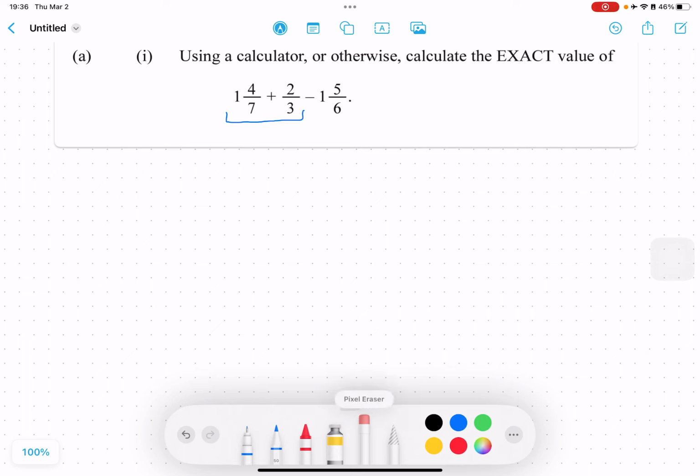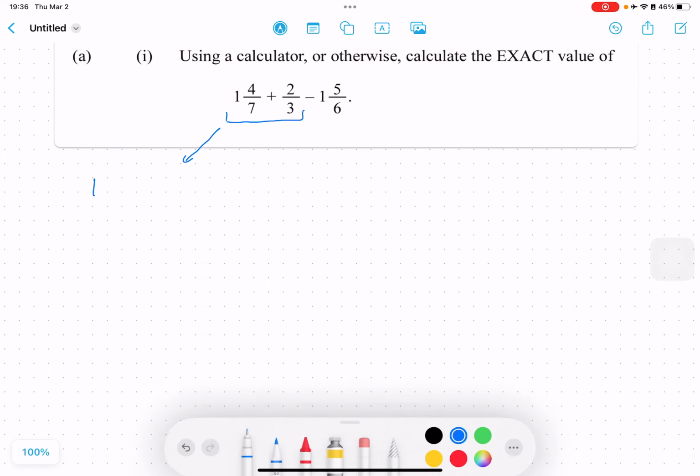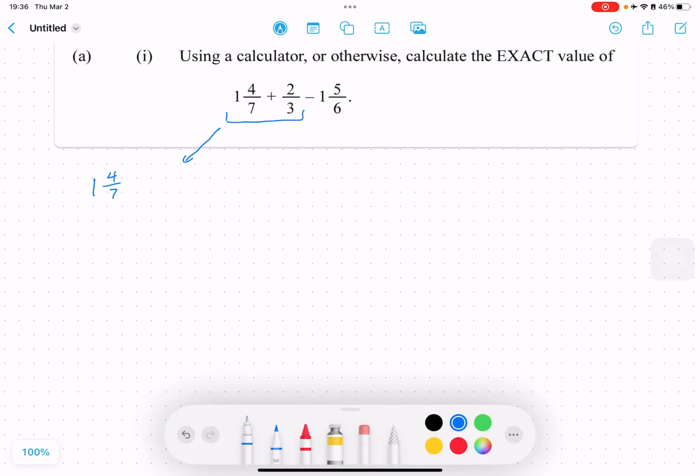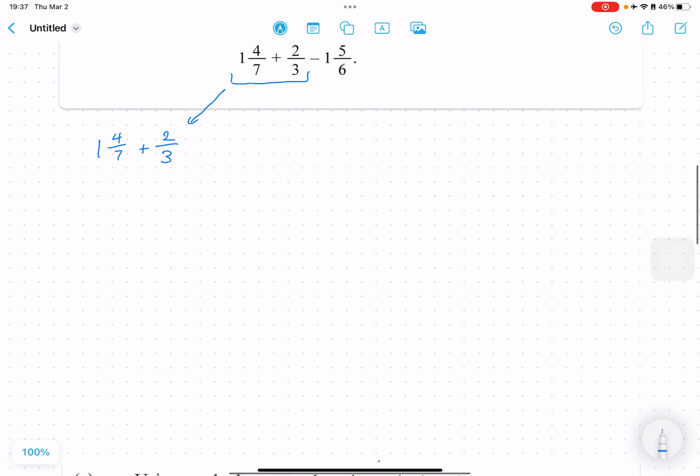So I'm bringing it over on this side. So it's 1 and 4 over 7 plus 2 over 3. In adding fractions, we also need to convert this mixed fraction into an improper fraction.